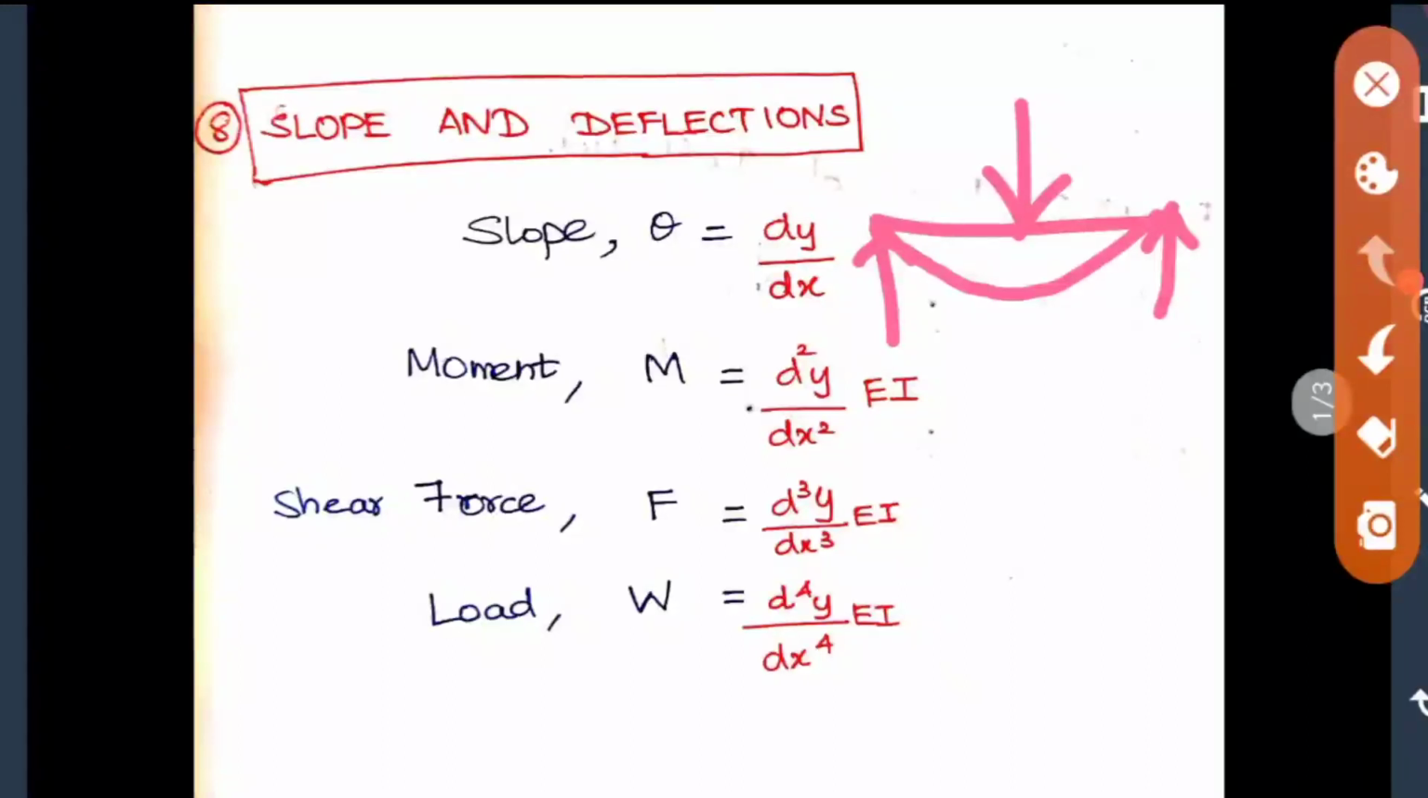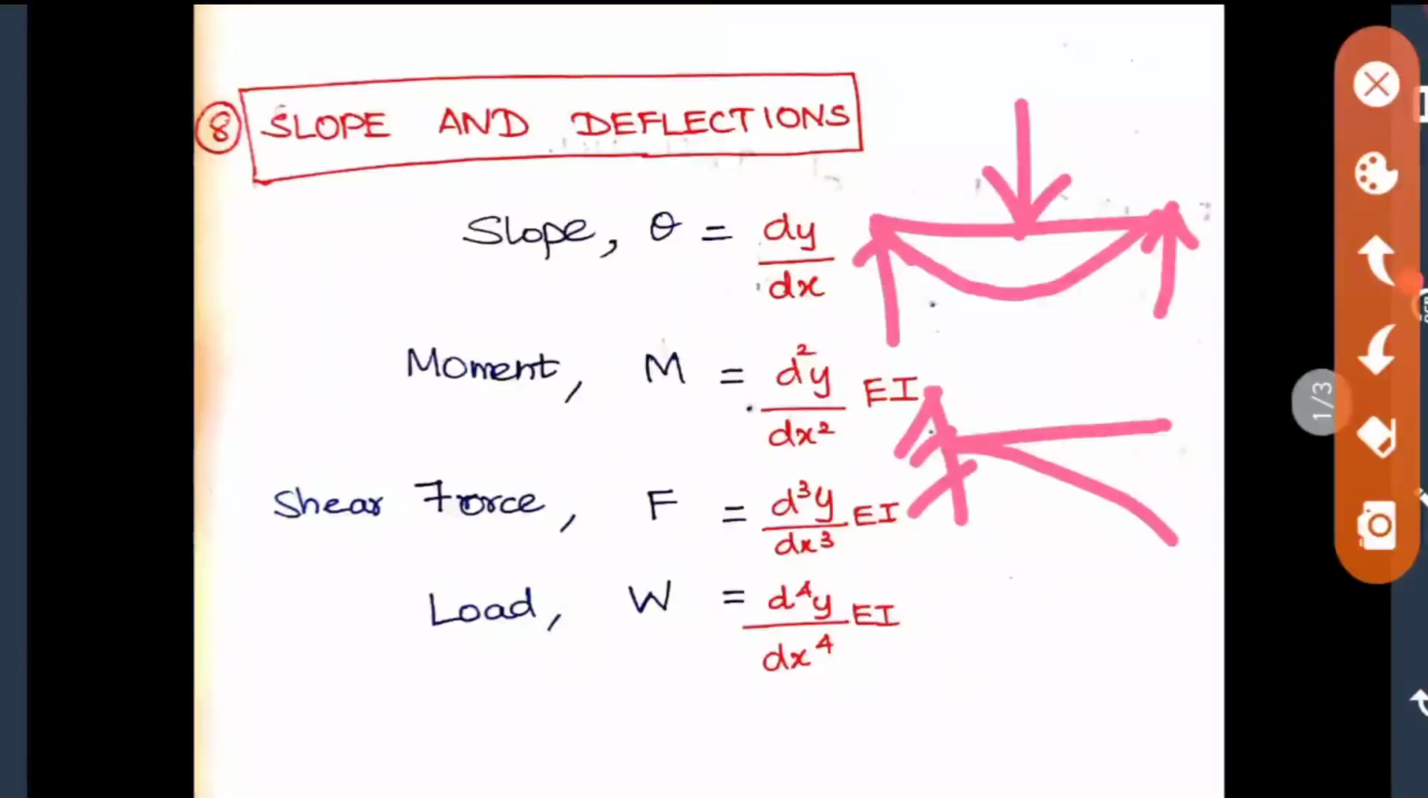So in cantilever beams it will be acting like this. If this is your cantilever beam, the deflection will be acting like this. It will be 0 at the fixed support and maximum at the free end. Whereas in the simply supported beam it will be 0 at the supports and maximum at the center. If it is a central load, it is at the center and it varies accordingly. So this is the deflection, that is the vertical displacement of the beam.